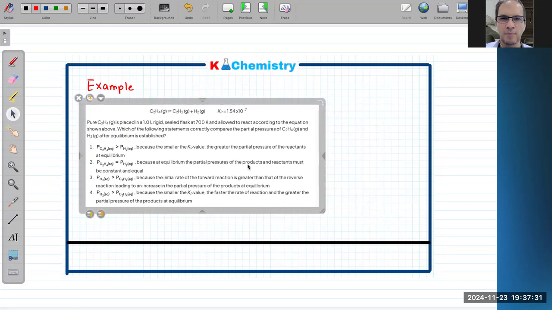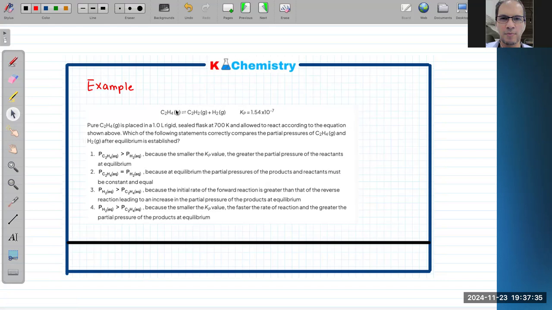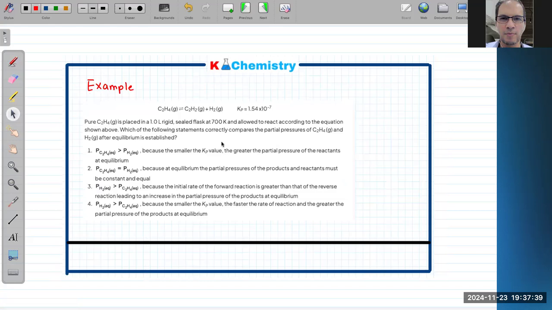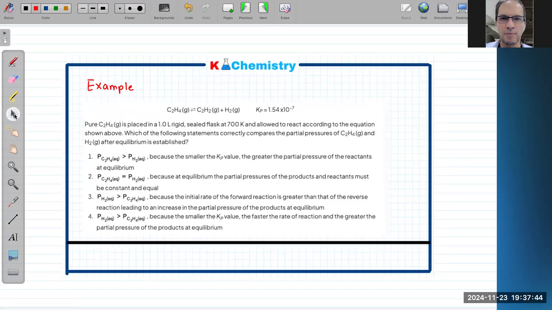So I have a reaction here between C2H4 that forms C2H2. So the ethene is forming an ethyne plus hydrogen. And I have the constant Kp, which is equal to 1.4 multiplied by 10 to the power of -7. This is placed in a 1 liter flask at 700 Kelvin and allowed to react according to this equation.